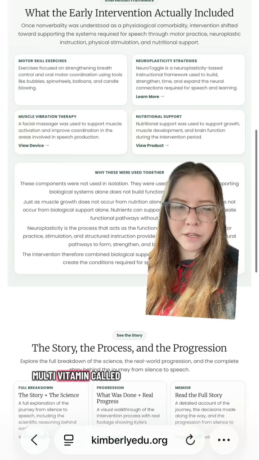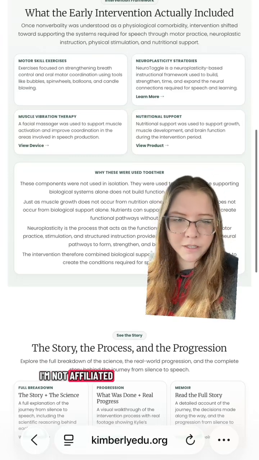And I gave her a daily multivitamin called Smarty Pants Vitamins for nutritional support. I'm not affiliated with them in any way.